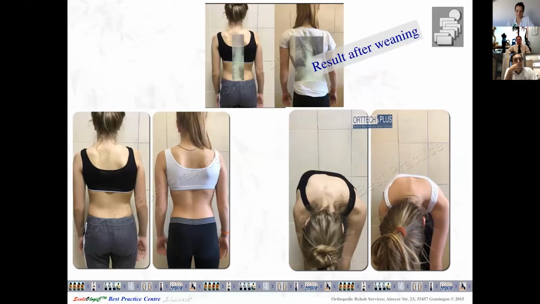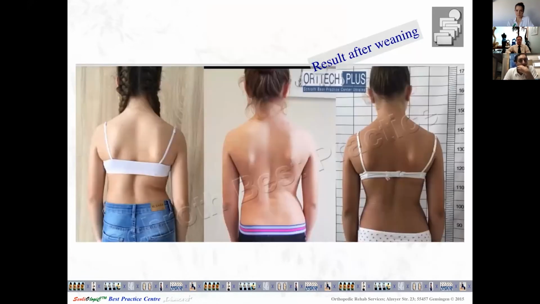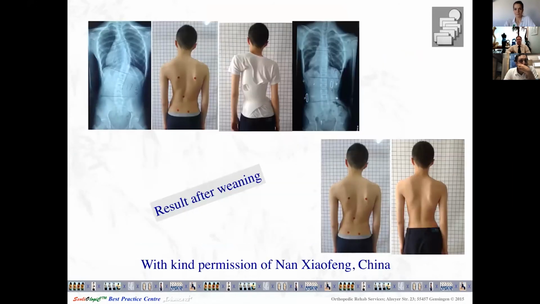Double major curve. You can see good in-brace correction, good shifting, good in-brace correction, and at the end, we have a well-balanced trunk and very good reduction of the rib hump. Again, double major curve. We see an initial picture, intermediate result, and end result with well-balanced trunk. Another example, single curve, good shifting, good in-brace correction, and very good outcomes at the end.